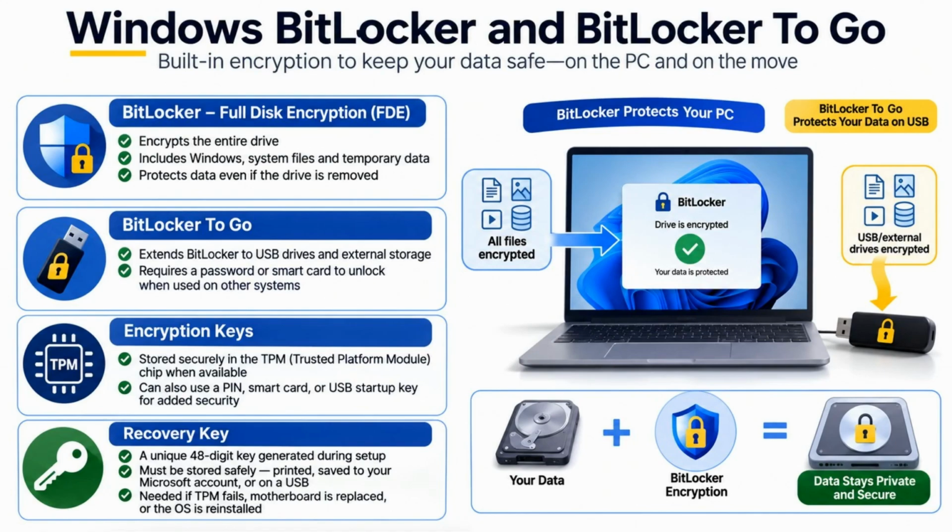BitLocker To Go extends that encryption to USB drives and external storage, requiring a password or smart card to unlock on other systems. Encryption keys are stored securely in the TPM chip when available, or you can use PINs, smart cards, or USB startup keys. The recovery key is a unique 48-digit key generated during setup. Store it safely, since it's needed if the TPM fails, the motherboard is replaced, or the OS is reinstalled.